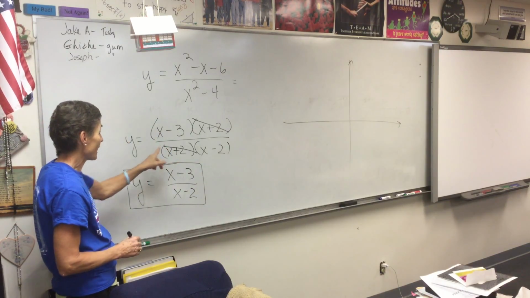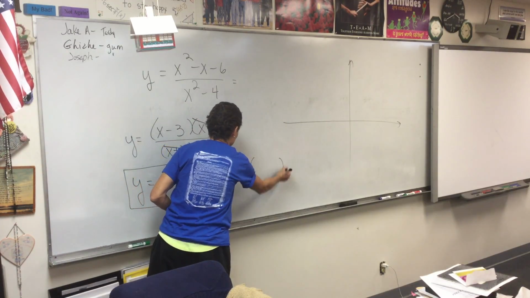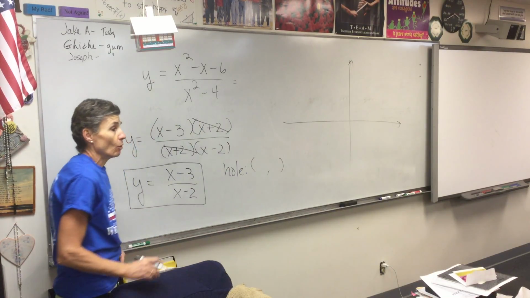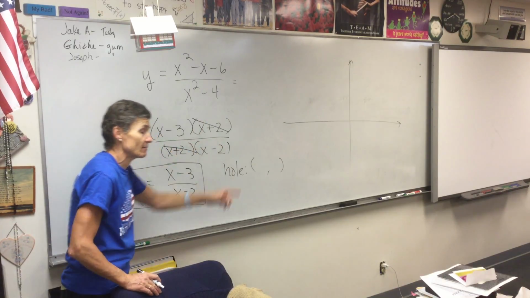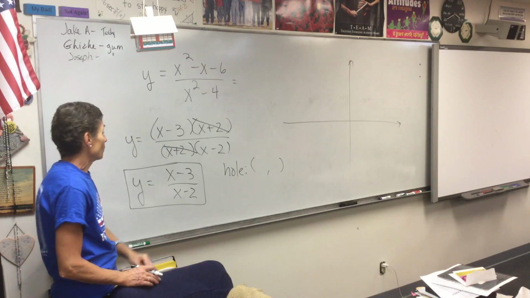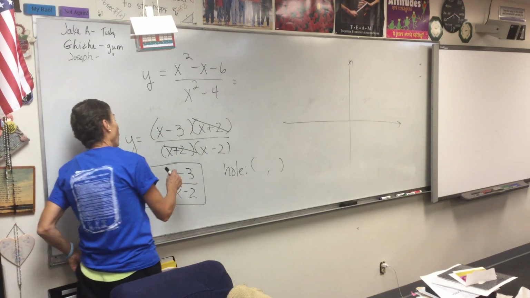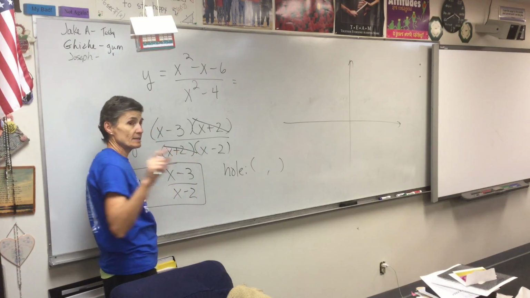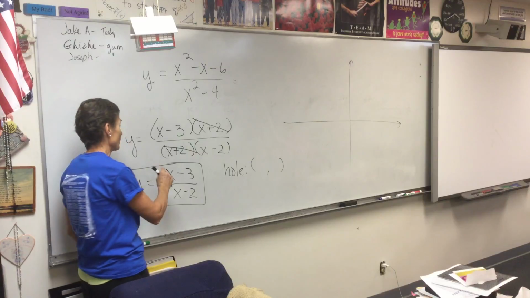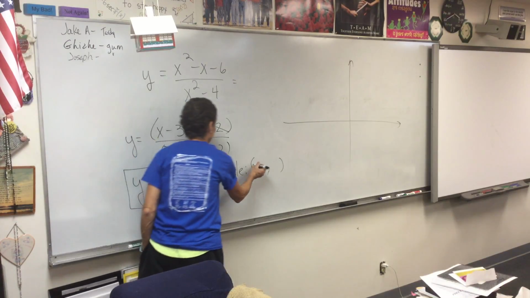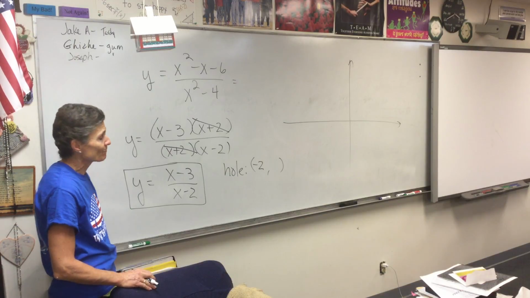The fact that I canceled means I will have a hole in my picture. The only way we can have a hole is if something cancels out of the original problem. Well, something canceled. So I'm going to have a hole. The hole is where the dot would be if you were graphing this on the number line. So if you were putting it on the number line, the dot would be at negative 2. So your hole is going to be where x is negative 2.